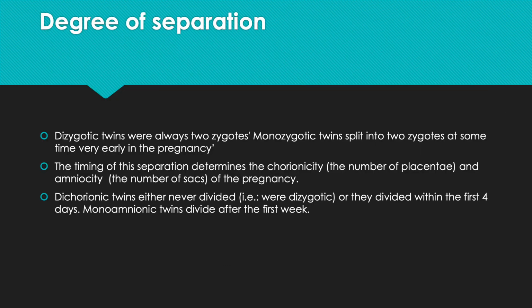The degree of separation of the twins is very important. In dizygote twins, we always have two zygotes. Monozygote twins split into two very early in the pregnancy. The timing of this separation determines the chorionicity, which is the number of placentas, and amnioticity, which is the number of sacs of the pregnancy. Dichorionic twins either never divided or they divided within the first 4 days. Monoamniotic twins divide after the first week.